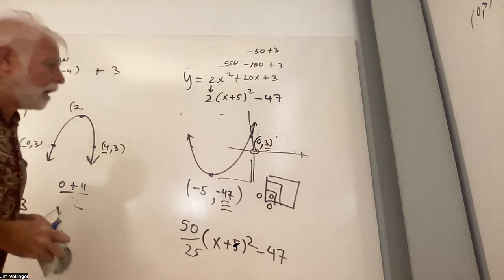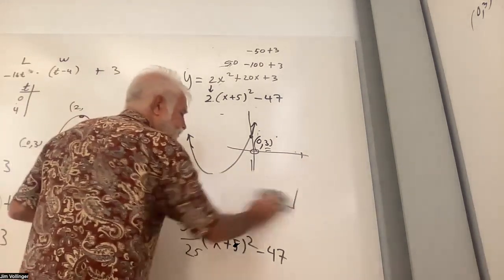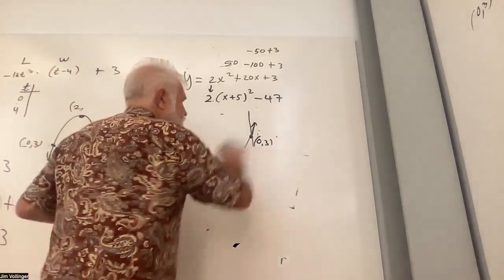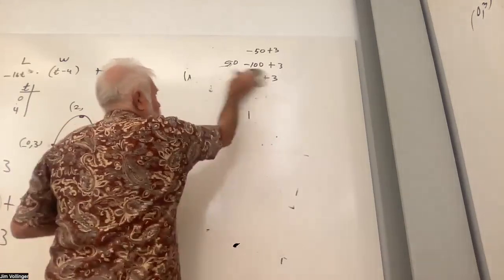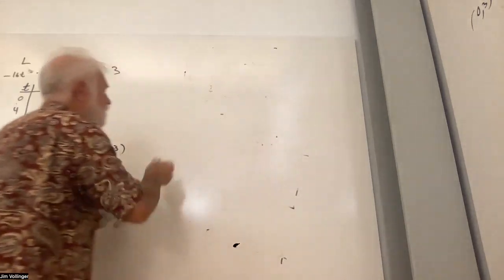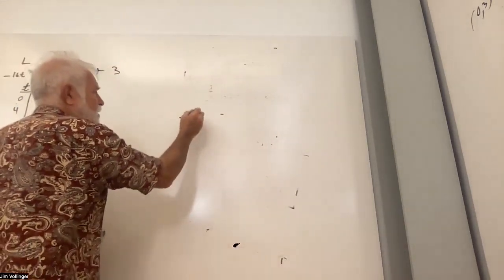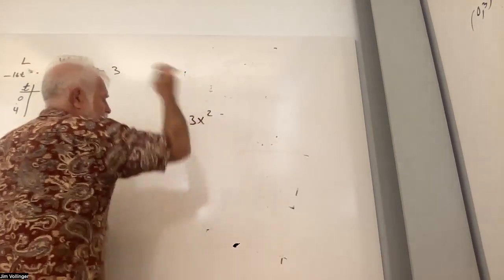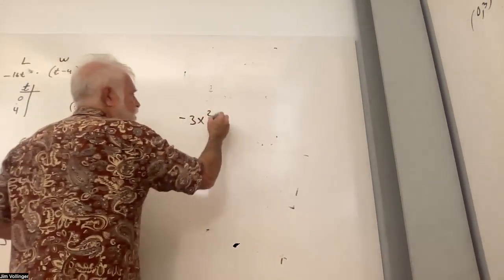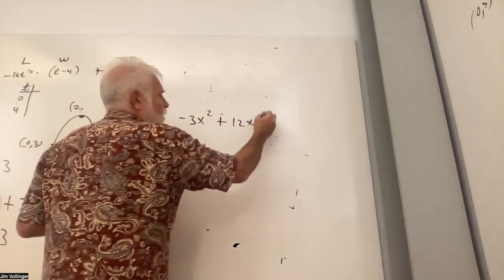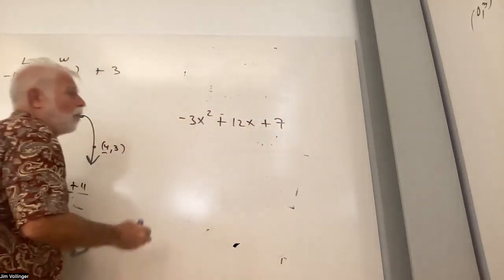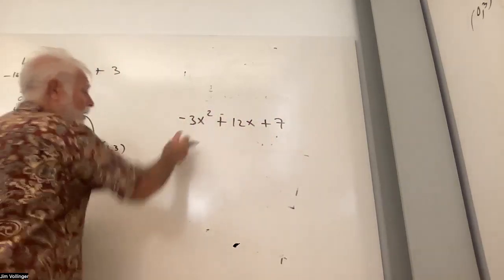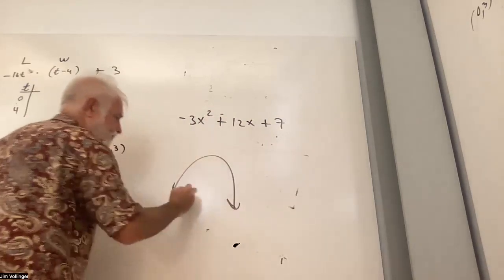All right, I'll do one more for you quickly here. Sketching. Let's try a negative this time. Let's do minus 3x squared plus 12x plus 7. What do I know? I know it's cup shaped down.